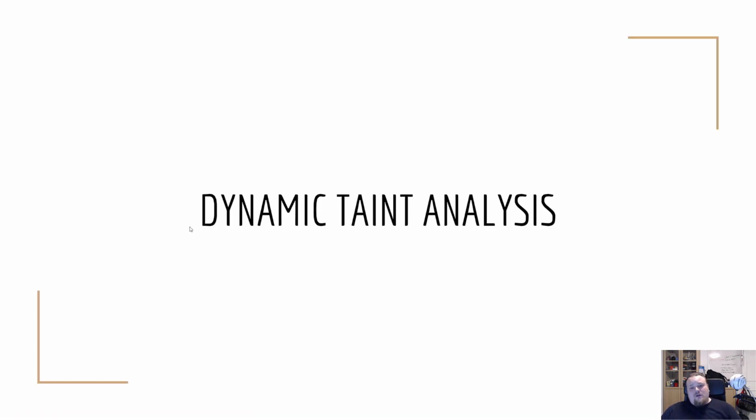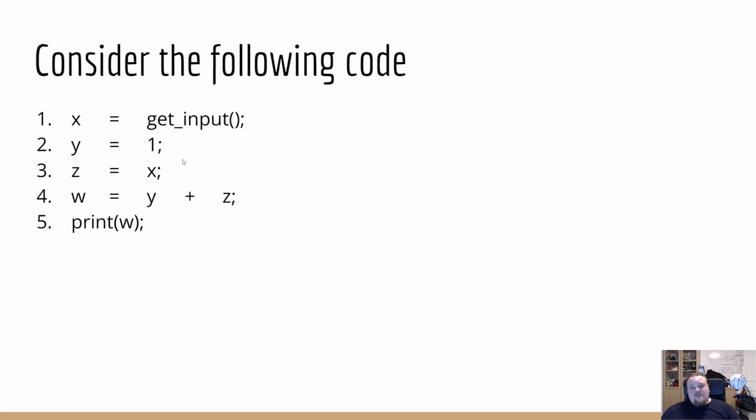This one is called dynamic taint analysis, and we should consider the following code here. We have line number 1, some sort of input, a new variable on line number 2, another variable on line number 3, and we do something with a fourth variable on line number 4, and then we print it to the screen. I assume this is what we're going to do, but basically we need to analyze the flow of the code. Is there any way that the top here can affect the bottom?